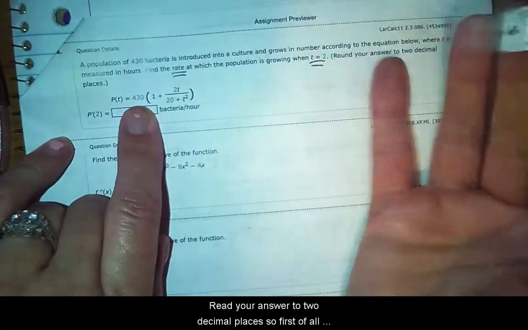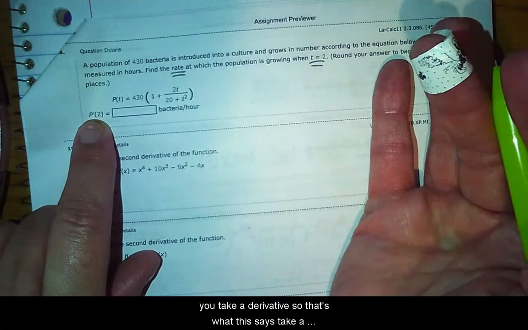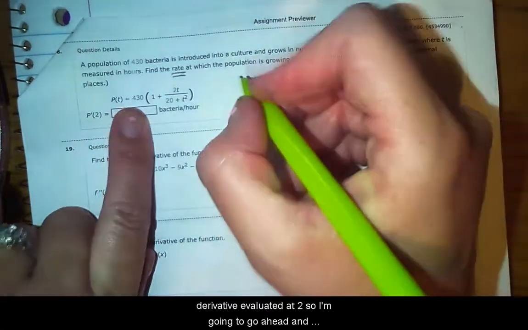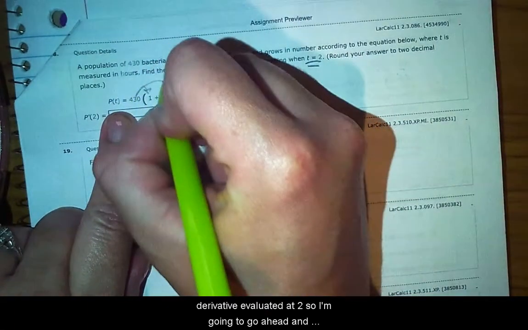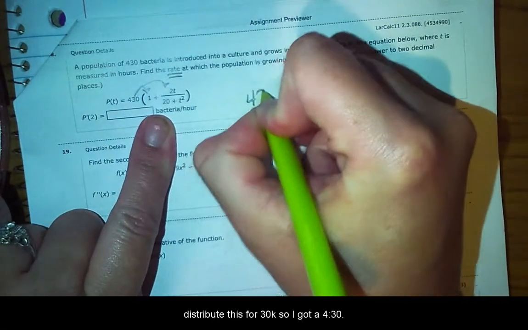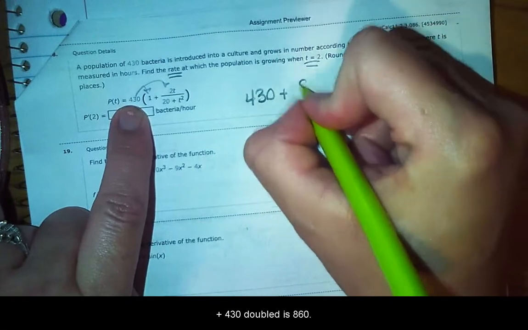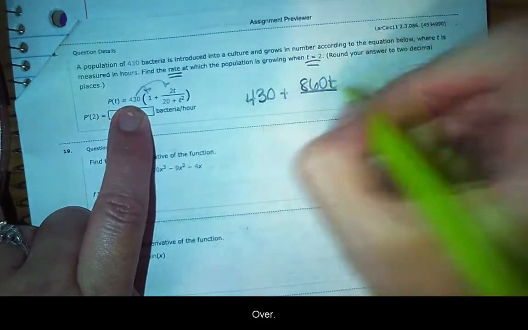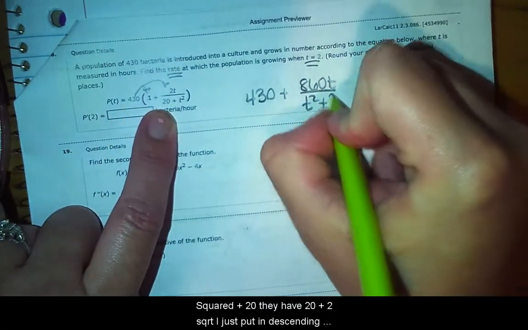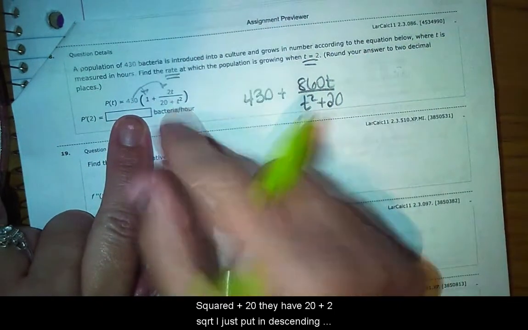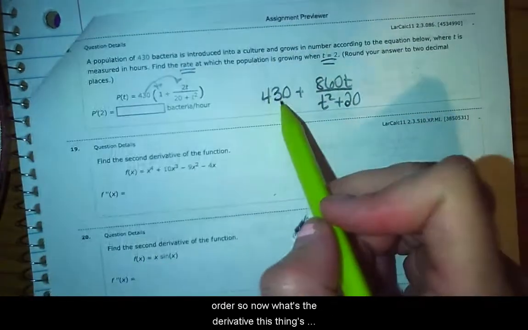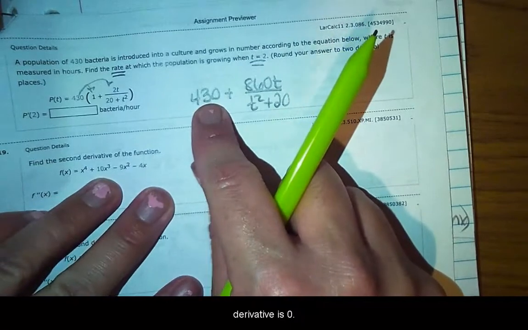So first of all, I need to take a derivative. So that's what this says. Take a derivative evaluated at 2. So I'm going to go ahead and distribute this 430. So I've got 430 plus 430 doubled is 860t over t squared plus 20. They have 20 plus t squared, I just put it in descending order. So now what's the derivative? This thing's derivative is 0.